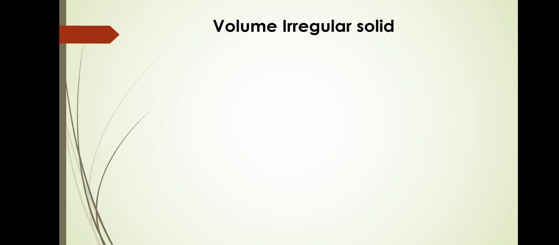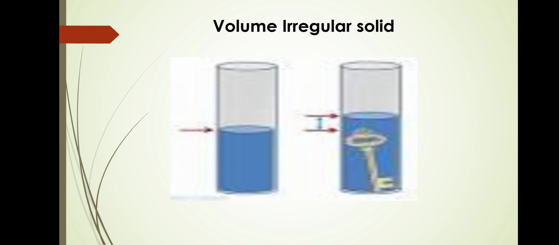We have here a special case: measuring the volume of an irregular solid. What is the meaning of irregular solid? A solid that has no definite length, or I can't use a ruler to measure it. Like what? Like this key. Can I measure the length or width or height of this key? No. So how can we measure the volume of this key? So we call the key an irregular solid.